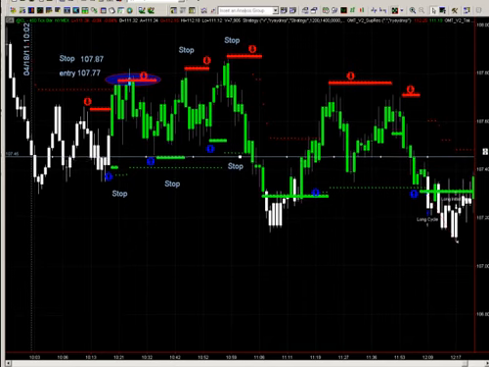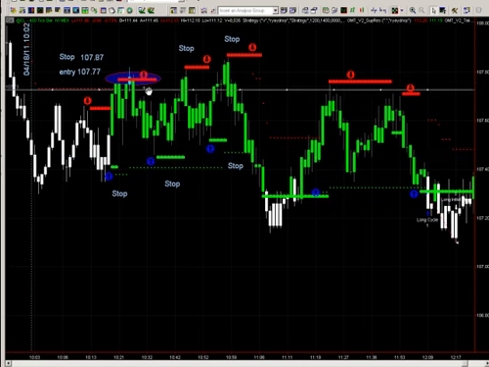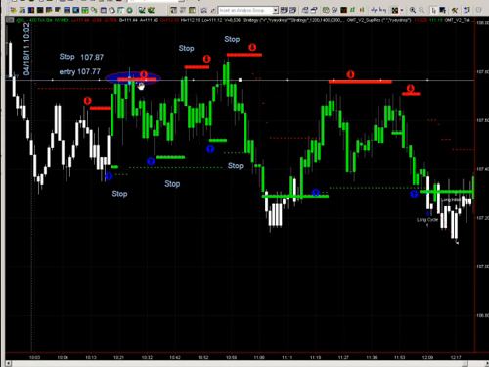for the purpose of our training, for our trade setup here on our sell, we're selling at 107.77, so that would be our entry there at 107.77.